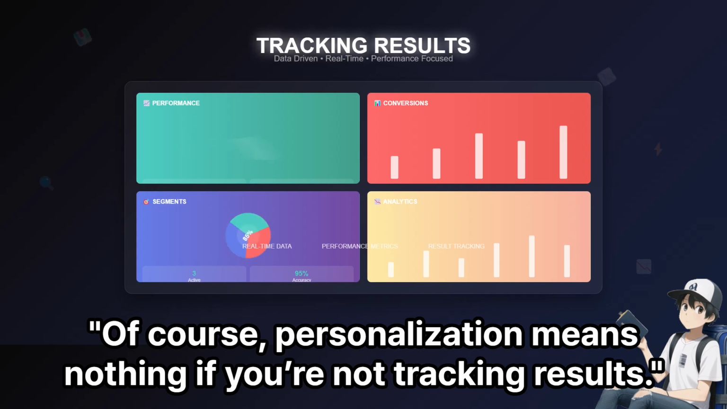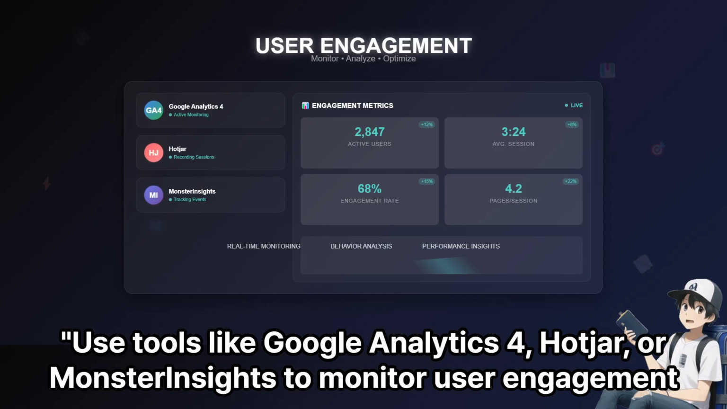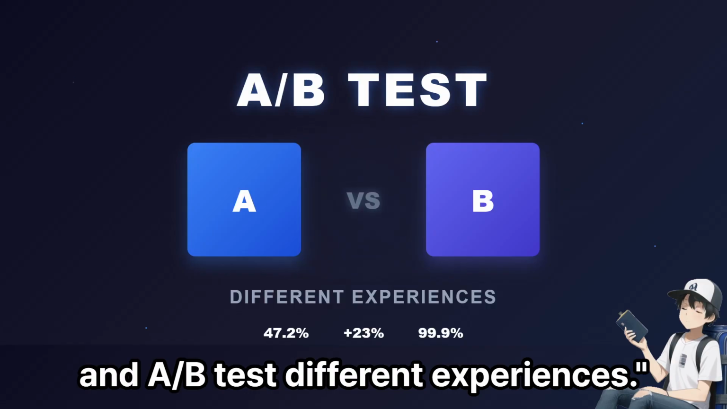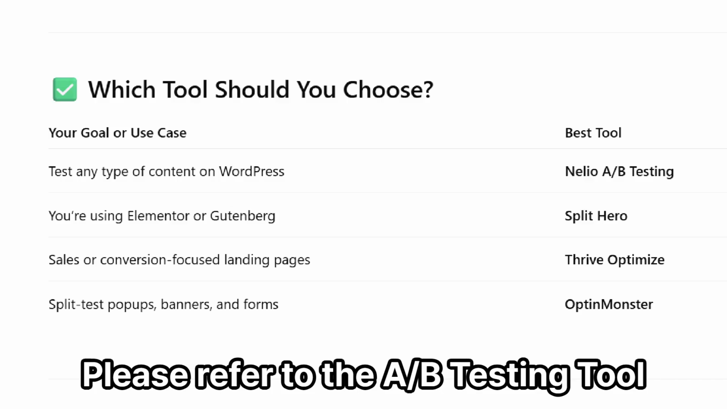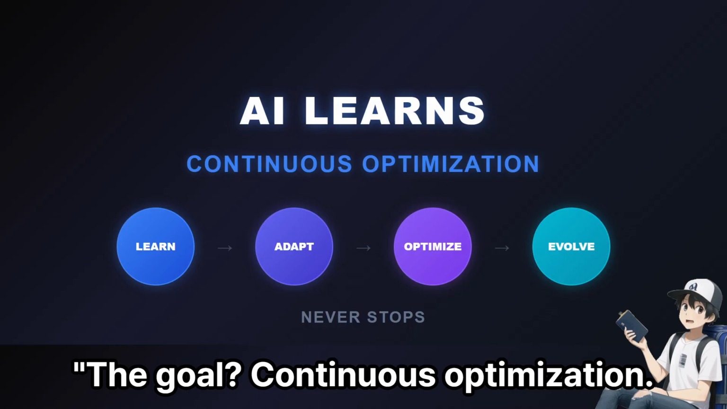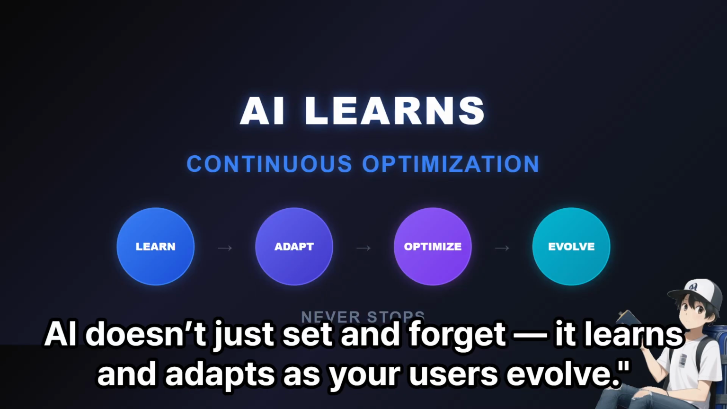Of course, personalization means nothing if you're not tracking results. Use tools like Google Analytics 4, Hotjar, or Monster Insights to monitor user engagement and A/B test different experiences. Please refer to the A/B testing tool. The goal? Continuous optimization. AI doesn't just set and forget, it learns and adapts as your users evolve.